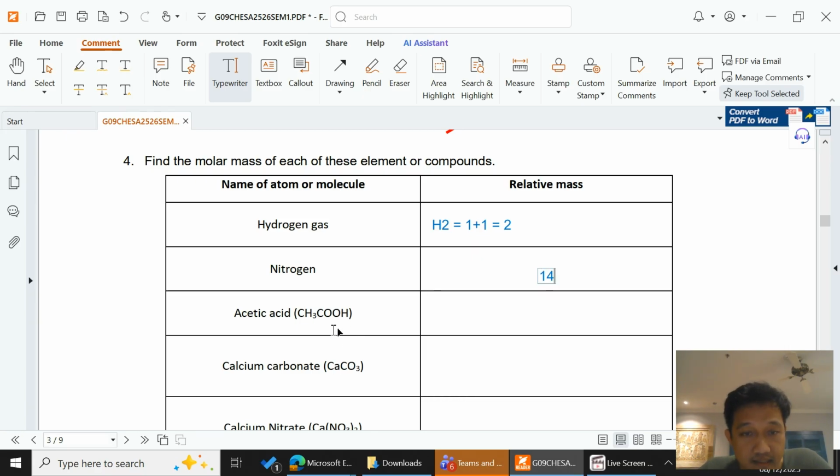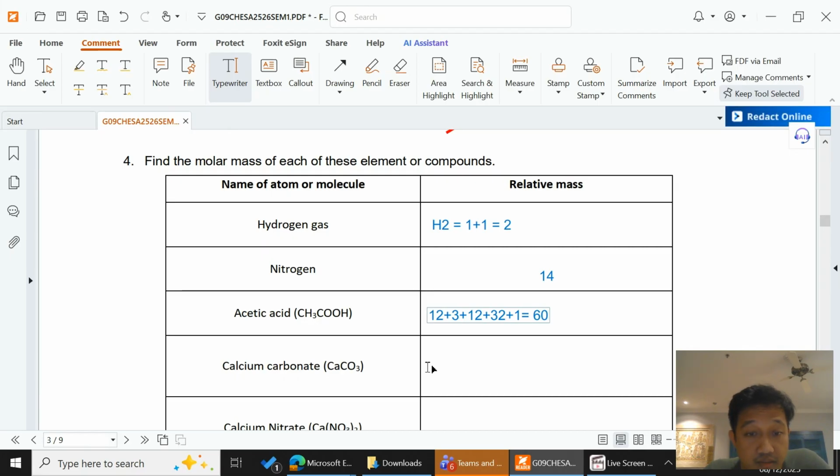And then acetic acid, CH3COOH. C is 12 plus H3, 3, plus C is 12, plus double O, oxygen is 16, double 16 is 32, plus H 1. That should be equal to 10, 20, 50, 55 plus 5, 60.